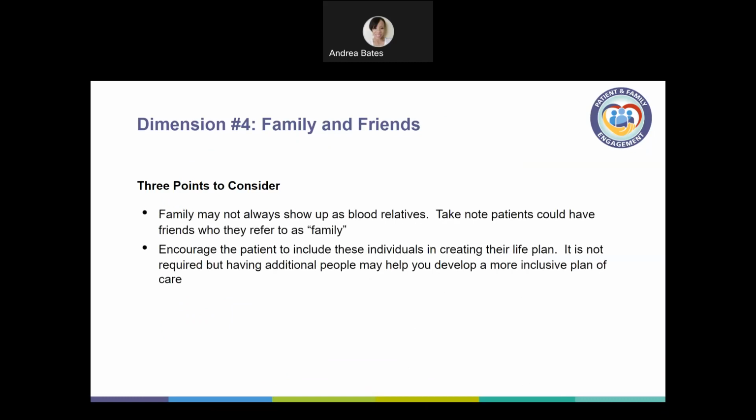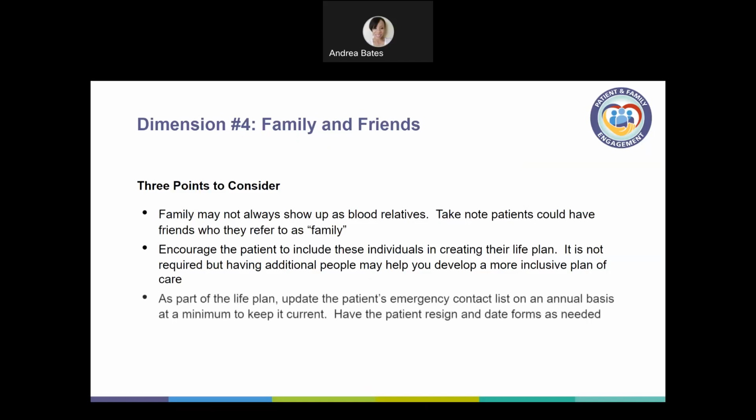Encourage the patient to include these individuals in creating their life plan if they're interested. It is not required, but having additional people may help you develop a more inclusive plan of care. And as part of the life plan, update the patient's emergency contact list on an annual basis at a minimum to keep it current. Have the patient re-sign and date forms as needed.